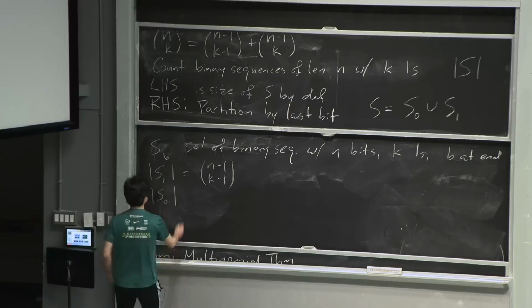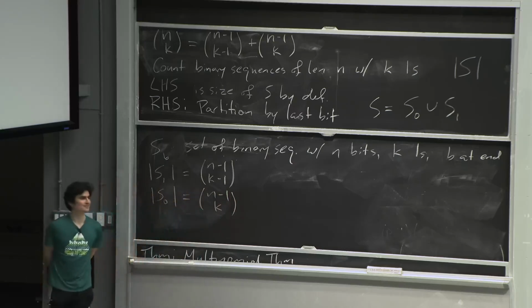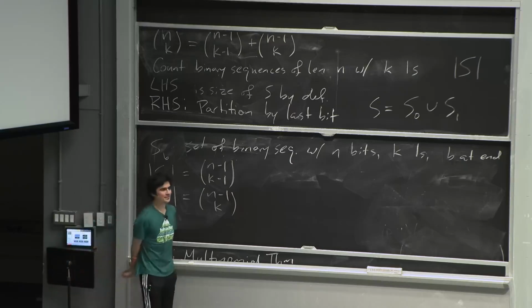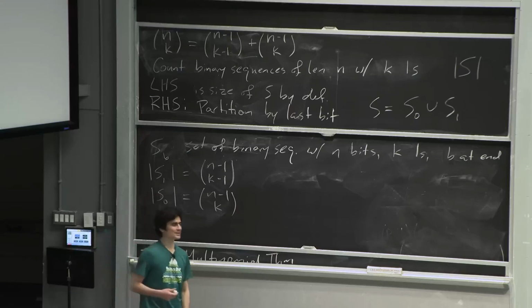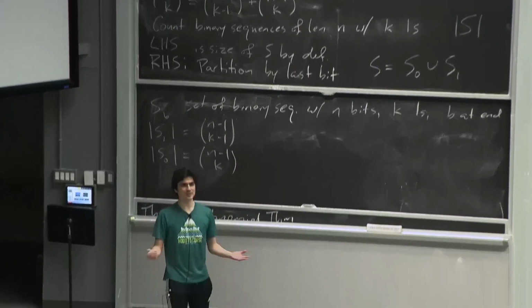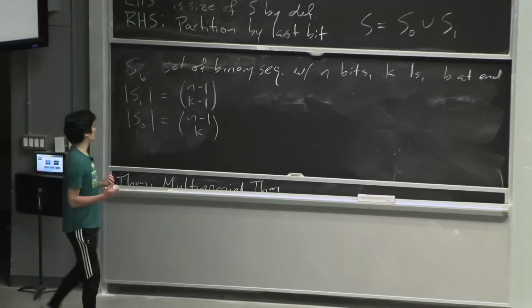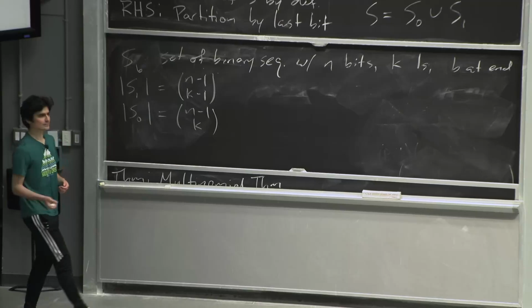This is going to be n minus 1 choose k. And why is that? Because there are still k 1s. If we've got a 0 at the end, we still need to place those k 1s somewhere. So now we've only got n minus 1 places where we can put them, but we still have k 1s that we need to place. So there are n minus 1 choose k ways to place them.